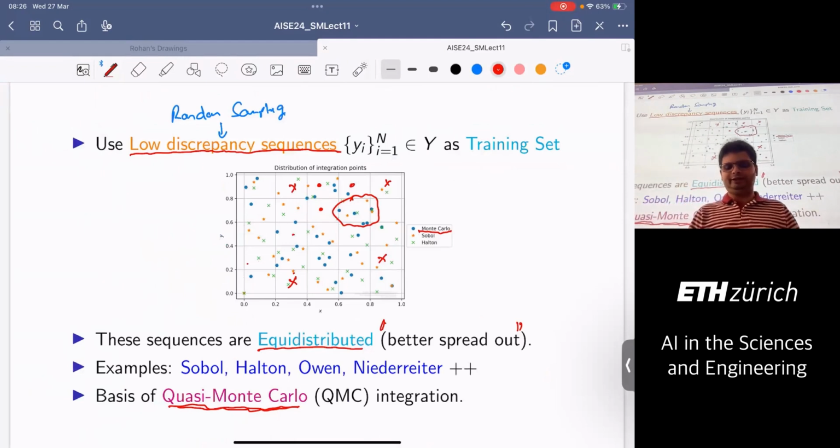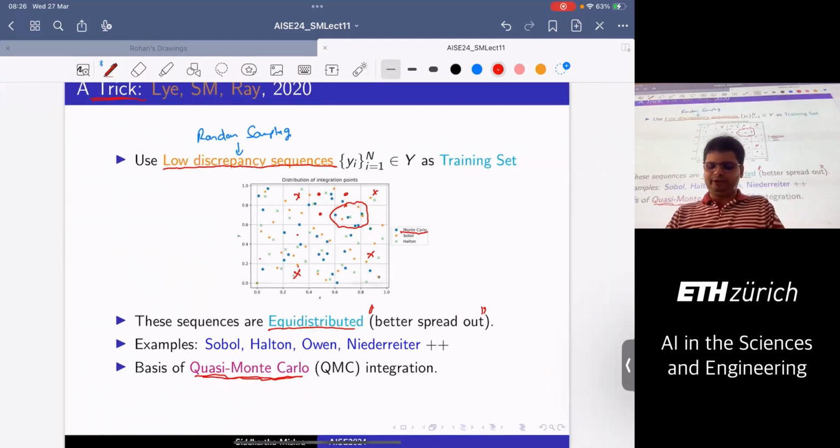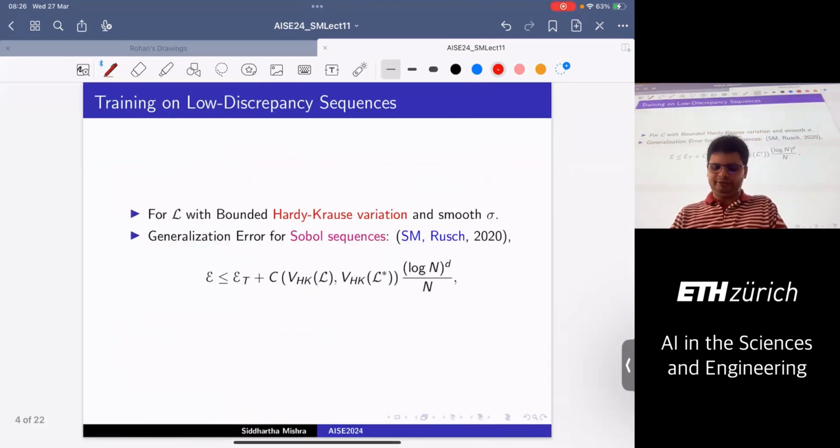And this is a fairly easy piece of code. And what is the advantage of them? The advantage of them is precisely given in the next slide.